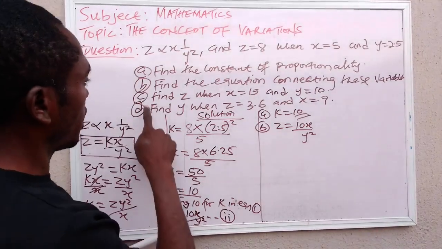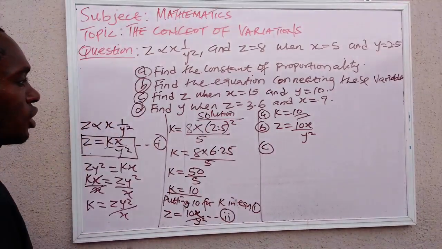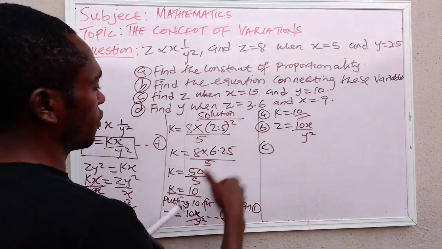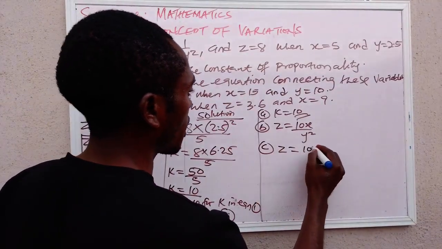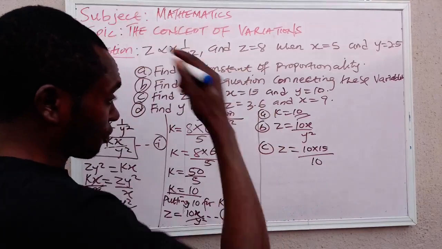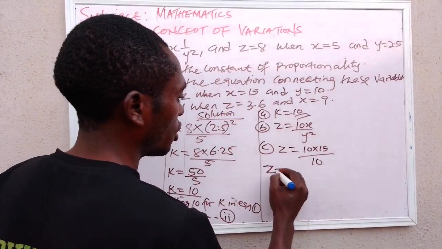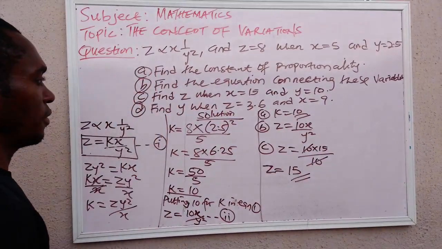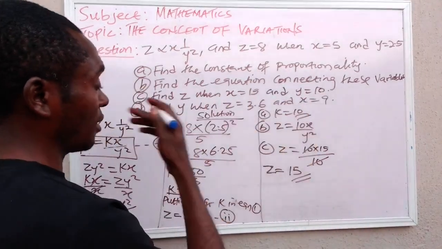The next thing, C: find z when x is 15. So we're looking for z now. So to get our z, what we do is this: find z when x is 15. So this is what we're going to use to solve it. So z is equal to, when x is 15, 10 times 15 over, and y equals 10. So we have z is equal to this 10. We just cancel this. We have 15. So the answer z is 15.